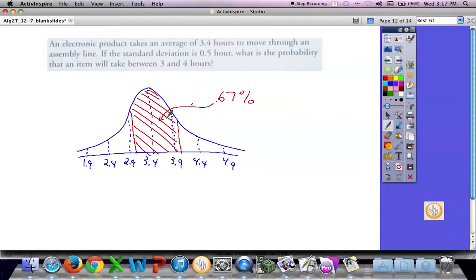Now, in terms of probabilities, because the entire area under the curve is 1, that should have said 0.67. Okay, so the probability that an item taken at random takes between 3 and 4 hours is 67%.